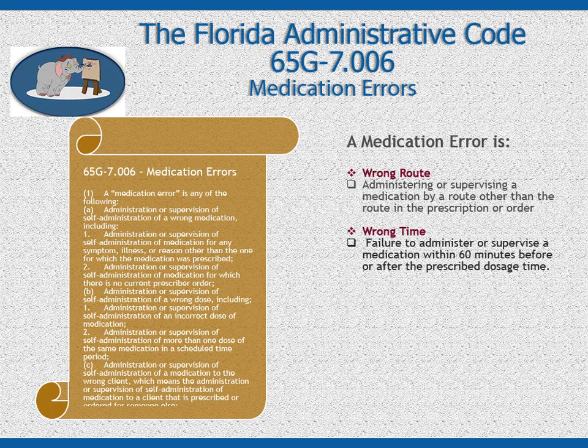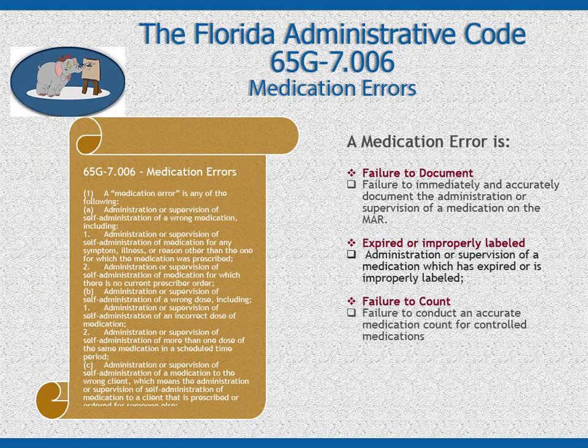Wrong route: administering or supervising a medication by a route other than the route in the prescription or order. Wrong time: failure to administer or supervise a medication within 60 minutes before or after the prescribed dosage time. Failure to document: failure to immediately and accurately document the administration or supervision of a medication on the MAR. Expired or improperly labeled: administration or supervision of a medication which has expired or is improperly labeled. Failure to count: failure to conduct an accurate medication count for controlled medications.